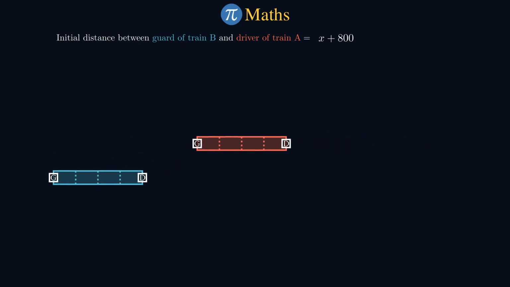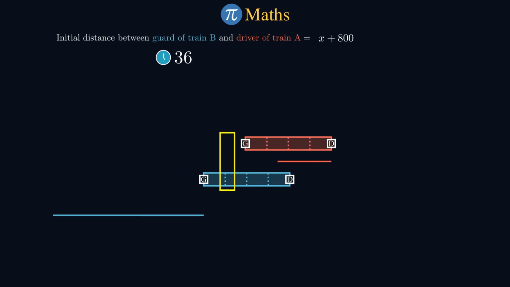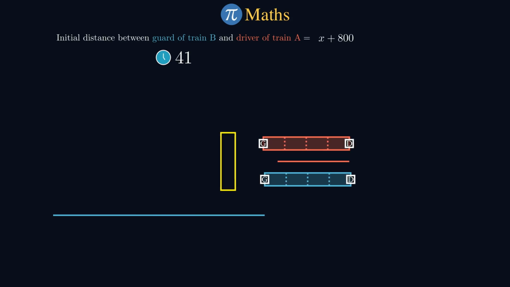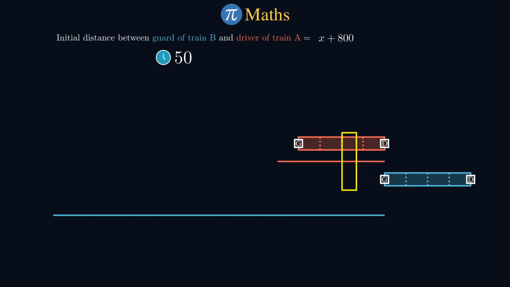Let's see what happened in 50 seconds and try to find the distance covered by the guard of train B and the driver of train A. First, the driver of train B must cover the gap to meet the guard of train A. Then a moment will come when both the trains are aligned. Due to acceleration, train B will pass train A and the guard of train B will brush past the driver of train A. Total time taken is 50 seconds.